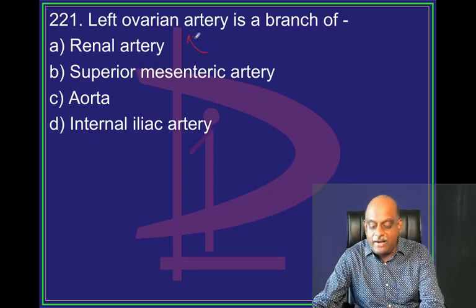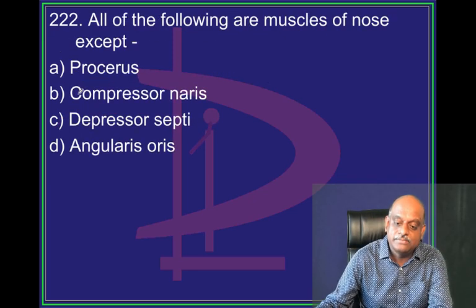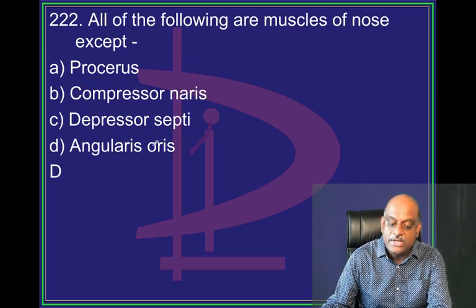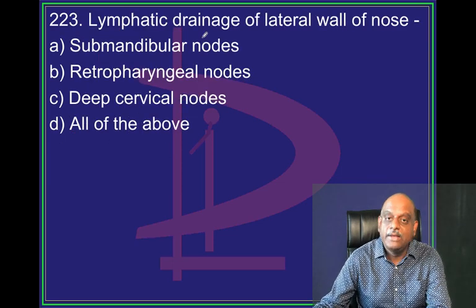Left ovarian artery is a branch of aorta. Muscles of the nose does not include angular oris.